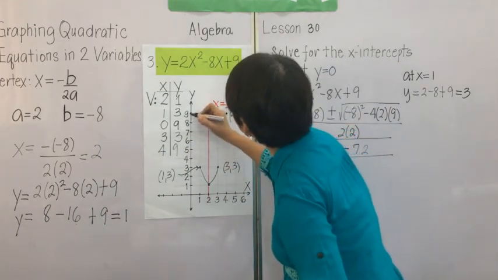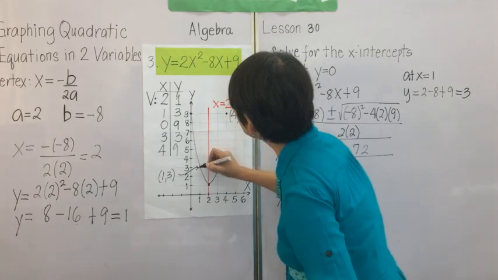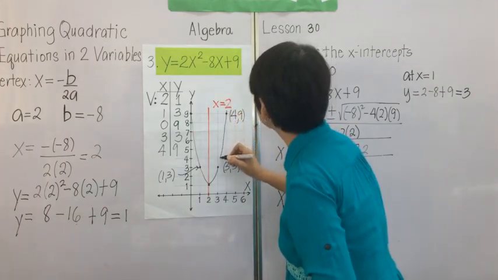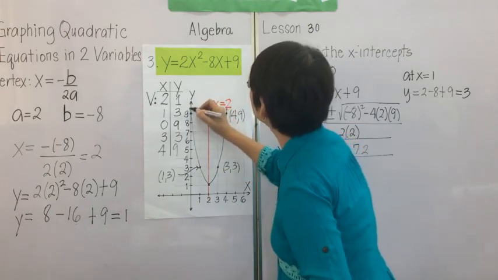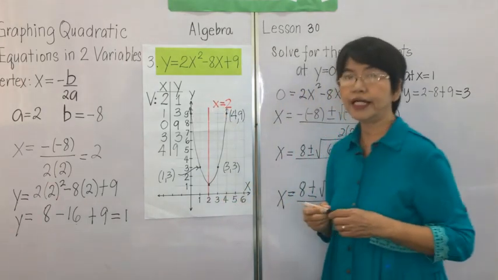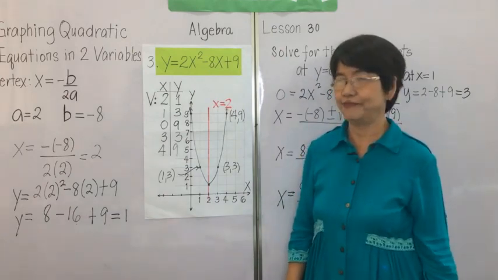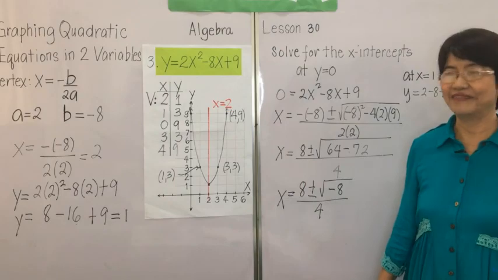And then I'll just connect these points. And put an arrow indicating that this graph will go upward indefinitely. And we have our parabola.